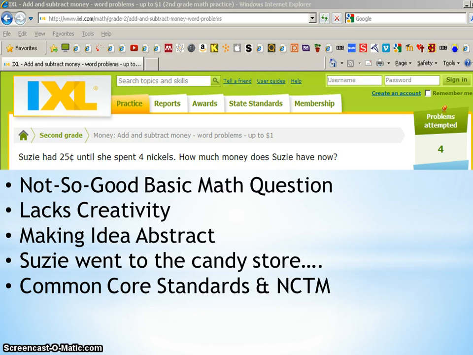Now, even though this problem still lines up with Common Core standards and NCTM standards, those are not the only attributes to a good math question. It is very important that the math question is creative, makes the idea very concrete and relatable for the age that it's geared towards. So those are the reasons why this would be considered a not so good math question.